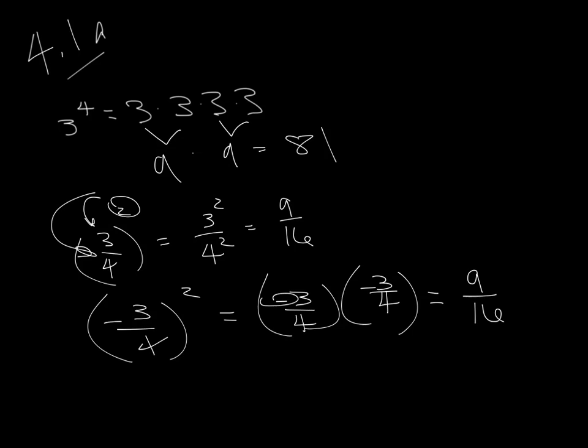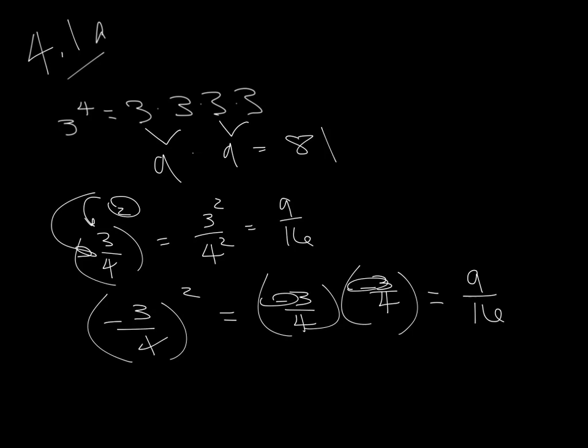Once you use this negative once, and in this case we did it on the top, we made it negative 3 times negative 3. Once it's used, it's gone. So you don't do it on the 4. So anyway, that gives us 9 over 16.